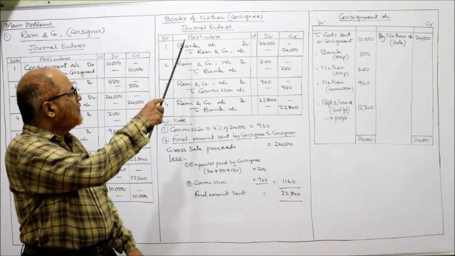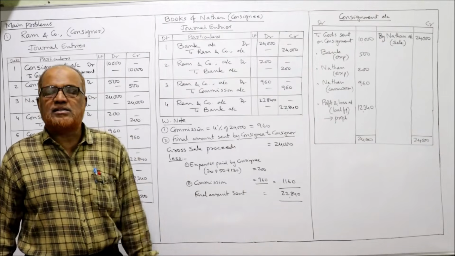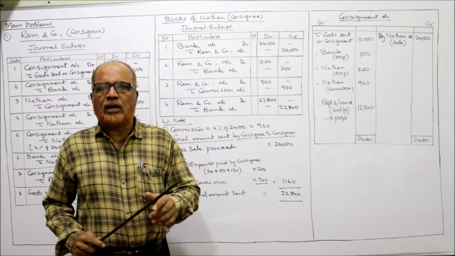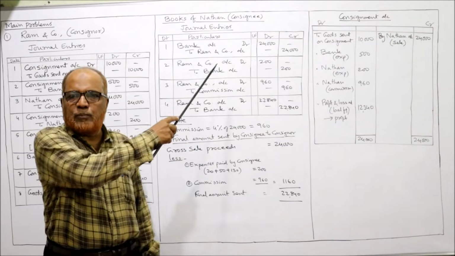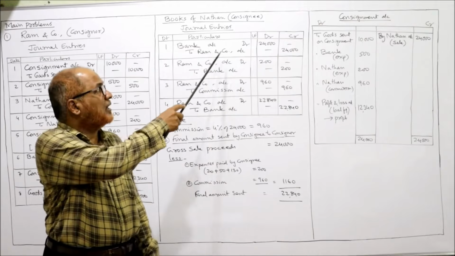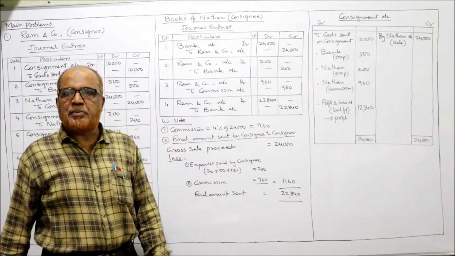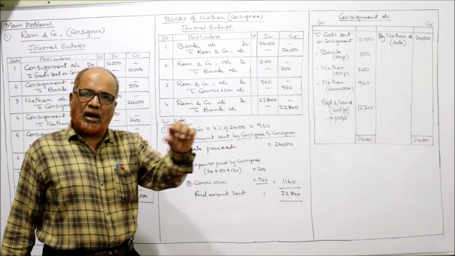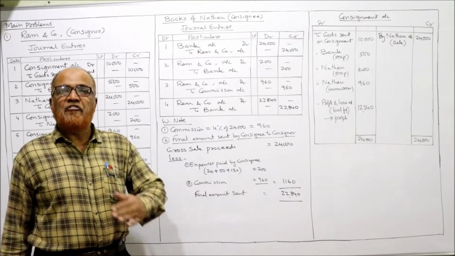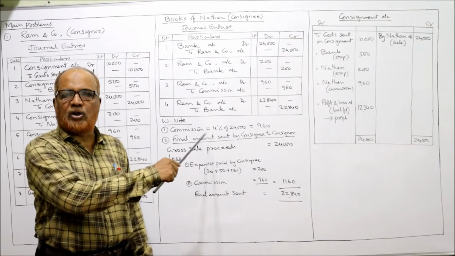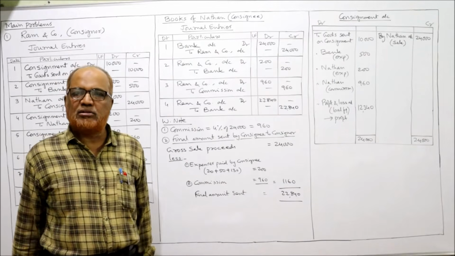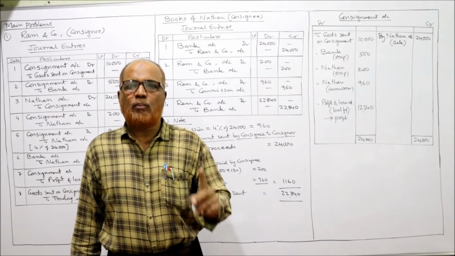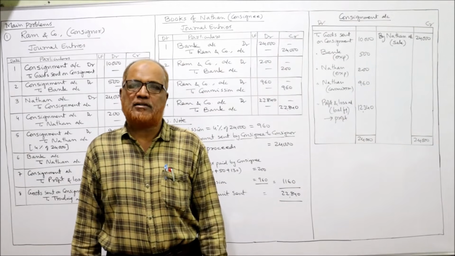That's all. Only four entries I have passed. Remember, if you concentrate, then definitely you can easily remember. First entry, sale proceeds: bank account debtor to Ram and Company. Second entry, expenses paid: Ram and Company account debtor to bank. Third entry, commission: Ram and Company account debtor to commission. Final amount sent: Ram account debtor to bank. That's it. So this is the end of the first main problem on consignment.